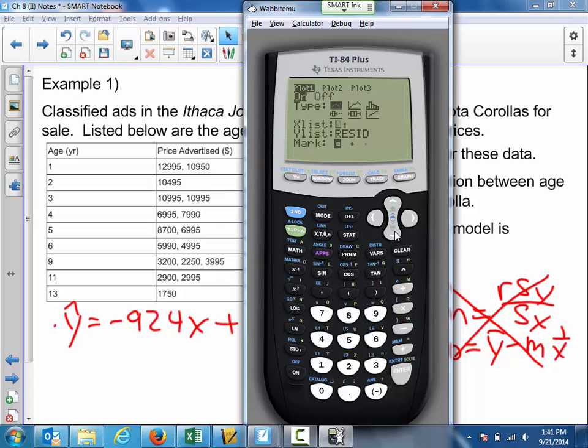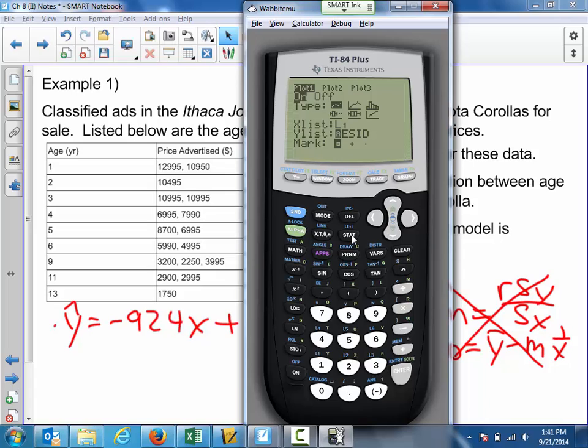And we're going to go back to stat plot, turn the first plot on here. I've still chosen a scatter plot. Your x list is your x values from the scatter plot you just used. So L1 for me is the age for all these cars. I've input L1. My y list is no longer L2.